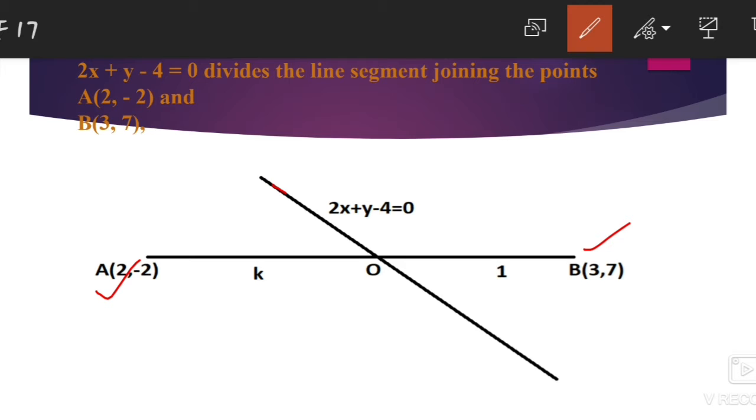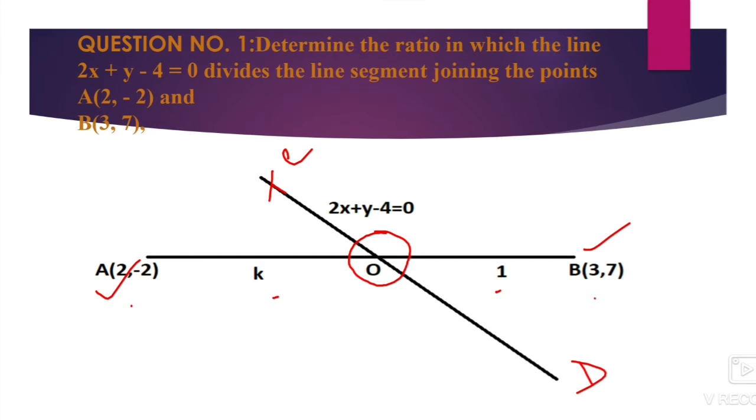Now the question is, suppose I am considering this line as CD. The question is in which ratio this CD line will divide the AB line segment. Since the ratio is unknown, I am considering the ratio as k is to 1. Now the coordinates of A and B are given, and the ratio I have considered as k is to 1. So from this data I can find the coordinate of O by using the section formula.